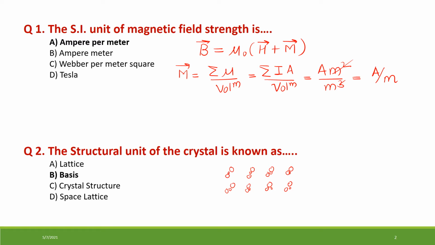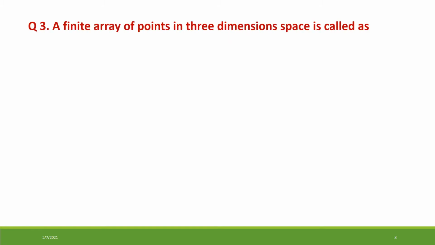Now next question. The question is, a finite array of points in three dimensional space is called, and the options are crystal lattice, space lattice, Bravais lattice and basis. So here the question asks about a finite array of points, that means the answer is the space lattice. If the question asks about an infinite array, then the answer will be the crystal lattice. Now next question.